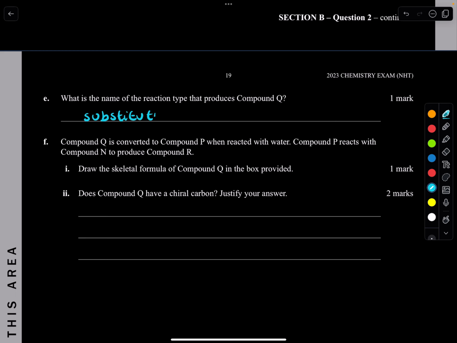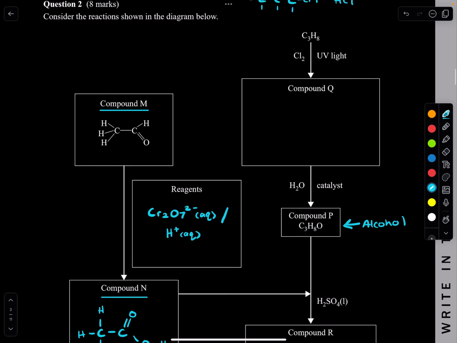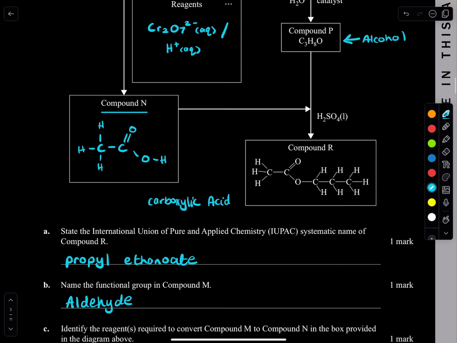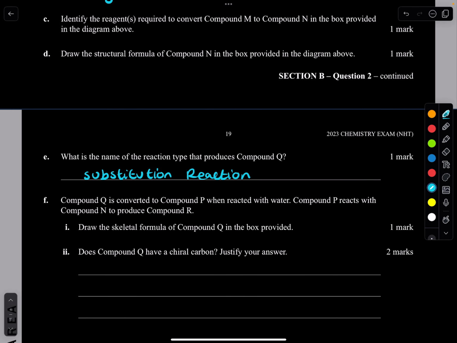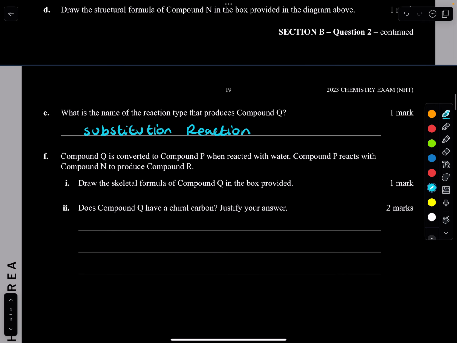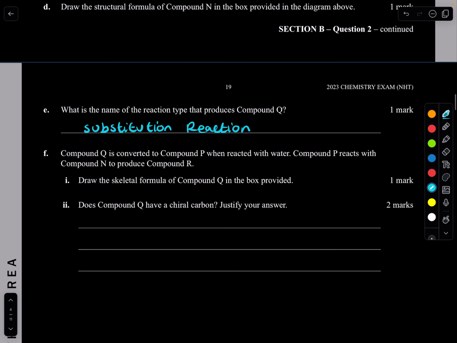Substitution reaction. Done. Compound Q is converted to compound M. So Q to, yep, okay, compound P, when reacted with water, all right, makes sense. Compound P then reacts with compound N to produce R. All right, makes sense.